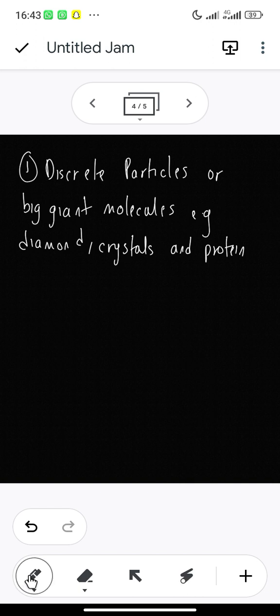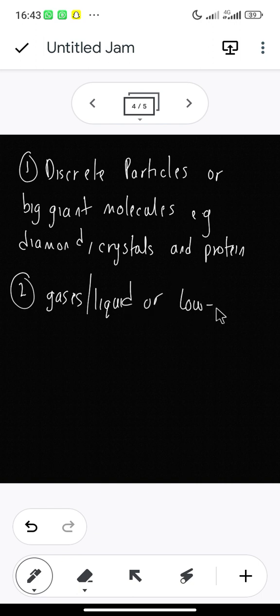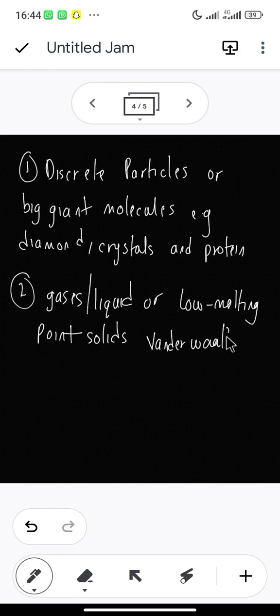You understand? Now we'll go to the next characteristic. Second, they are usually gases, liquids, or low melting point solids held together by van der Waals forces at room temperature. So at room temperature, they are usually what? Gases or liquids. Or if they must be solid, they must be low melting point solids held together by van der Waals forces. You understand? We're going to talk about that probably in the next video.